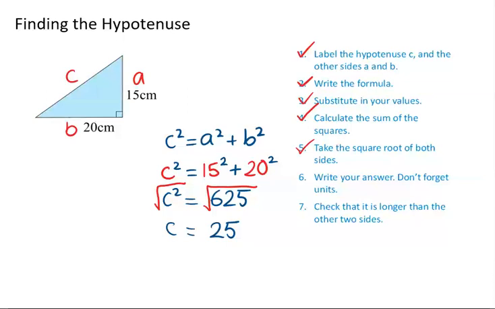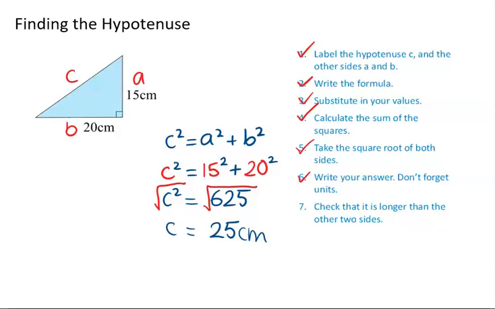Step 6 asks us to write our answer. And don't forget the units. We're working in centimetres here, so our answer needs to be in centimetres as well. C equals 25 centimetres. We can tick off step 6, we wrote the answer and we included our units.